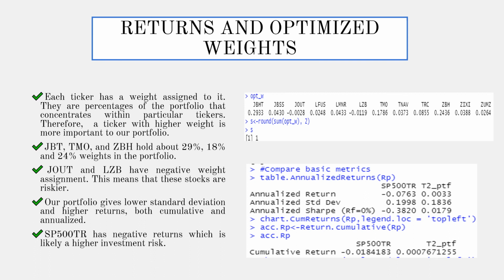Companies such as Johnson Outdoors and La-Z-Boy Incorporated have a negative weight assignment, meaning that these stocks negatively impact the portfolio. When we look at returns, we've compared the annualized and cumulative returns between the SP500 TR and our portfolio. We can see that our portfolio has a lower standard deviation and higher returns, both cumulative and annualized. SP500 TR also has negative returns, which is likely a higher investment risk.